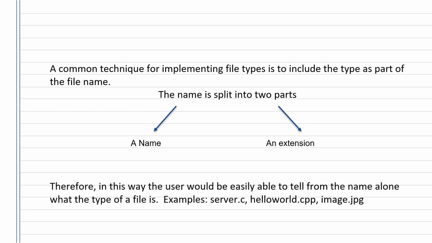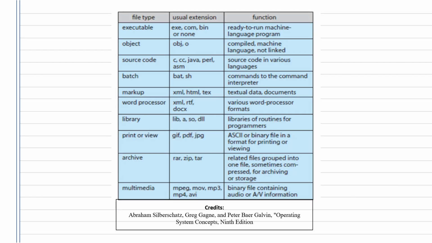For example, hello world.cpp. Here the extension is .cpp, which refers to that it is a C++ program. Similarly, image.jpg helps us identify that it is an image form. And similarly, server.c. Various other file types are executable type, which has usual extensions like exe, com, bin, or none; object type, which is obj or o; source code, batch, markup, word processor like docx, library, print or view, archive, and multimedia.